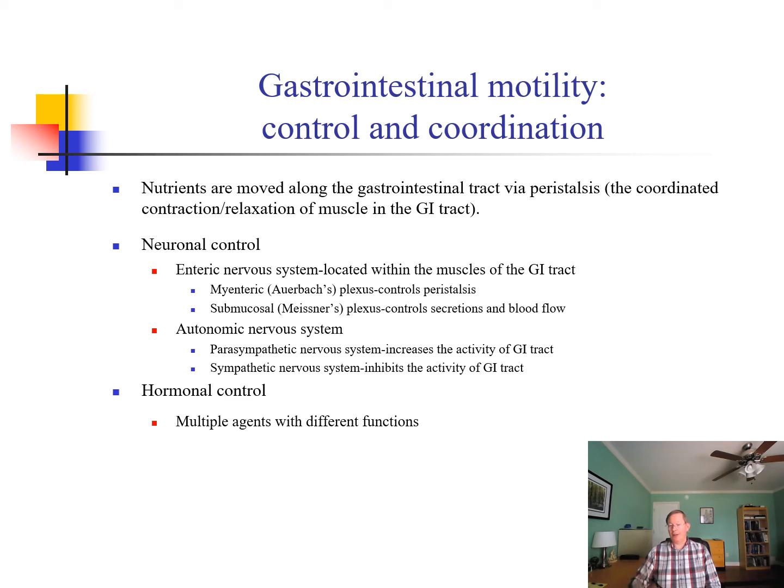Instead, there is an enteric nervous system. The myenteric or Auerbach's plexus controls the movement. It controls peristalsis. And the submucosal or Meissner's plexus controls the secretions of blood flow to allow for absorption of nutrients, that's coordinated with where that bolus of nutrient-rich food or substance is actually moving through the gastrointestinal tract. We also have multiple hormonal controls through different agents, and I'll talk about those now.